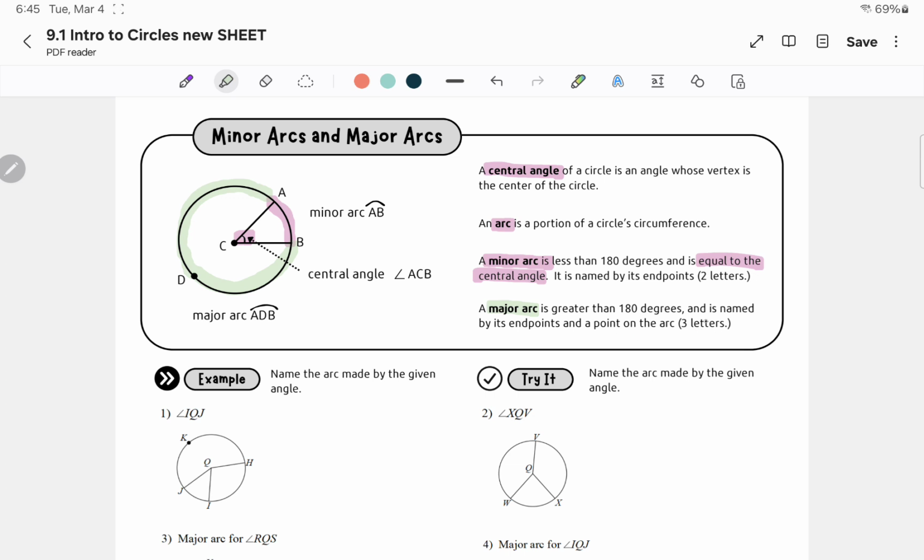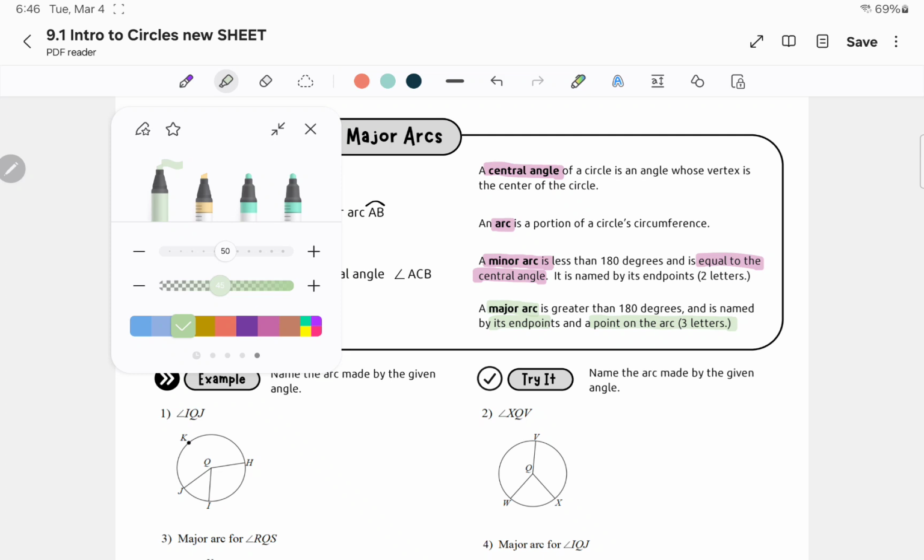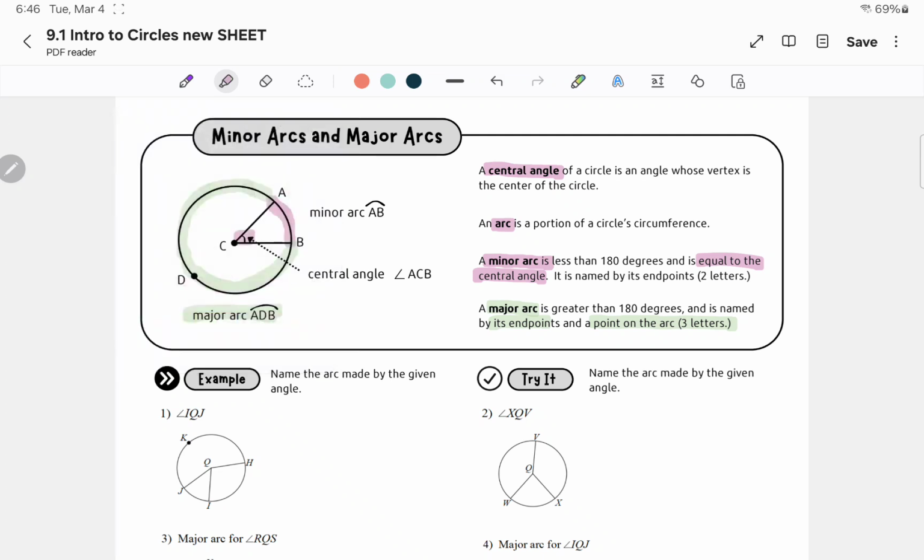And we'll highlight, it's named by its endpoints and a point on the arc, 3 letters. And let's actually highlight this. Let me actually go back. And there we go. It's a lot of highlighting, I know, but hopefully, once you practice, it'll make more sense.